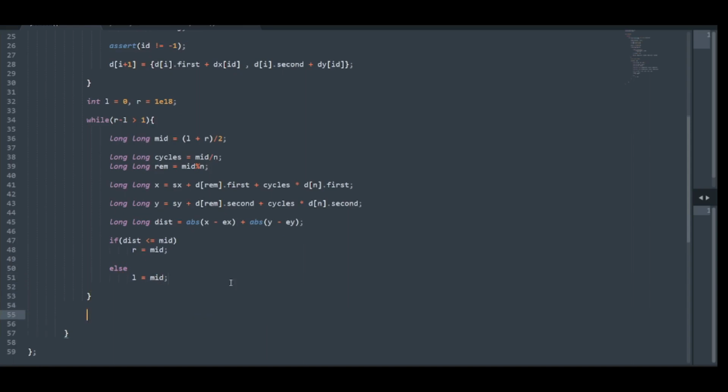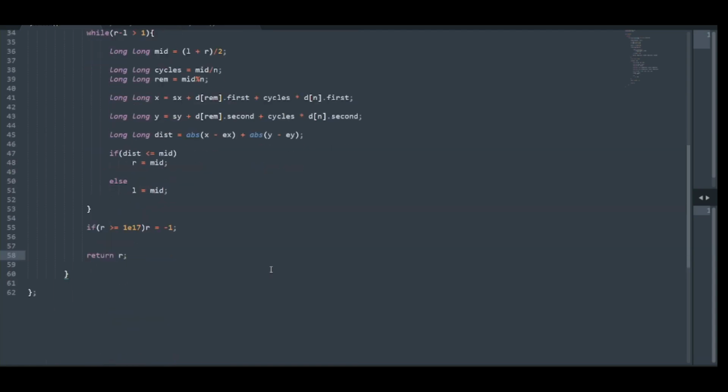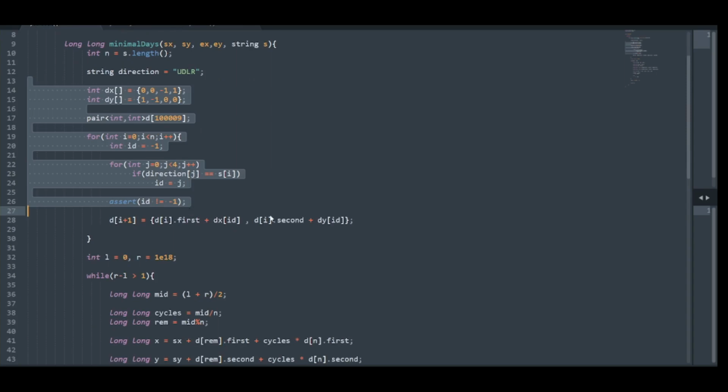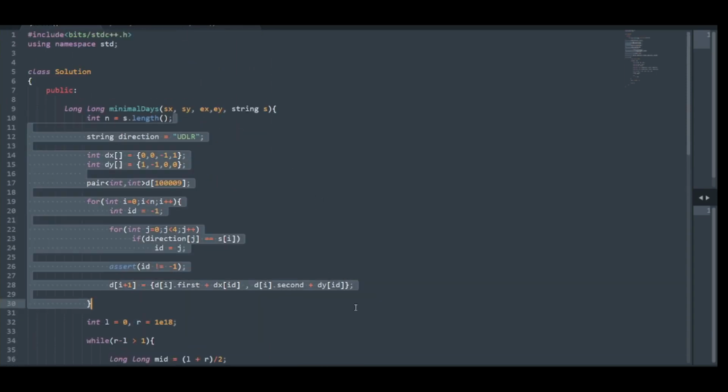Okay, finally check if this r is greater than or equal to, let's say, 1e17, then that means we can't find the desired answer, so return -1. Otherwise return what we have here, the number of minimum days that it takes to reach the final destination. So in this fashion, this minimal days function is working. So this is the implementation in C++.